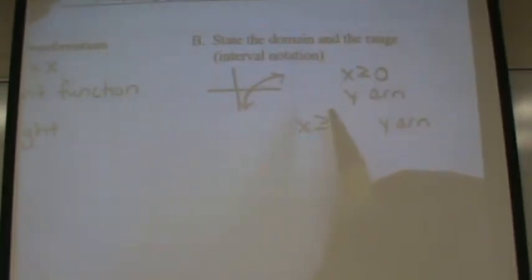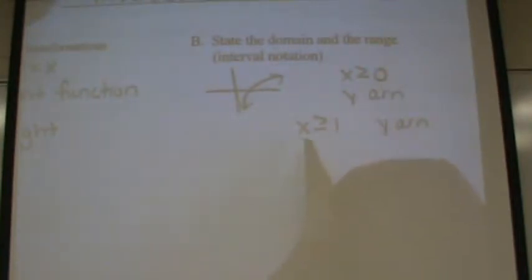And they want you to write your domain and range in interval notation. How would you write that in interval notation? Greater than or equal to 1 would be bracket 1 comma infinity. And then this would be negative infinity to infinity. That's a bracket.